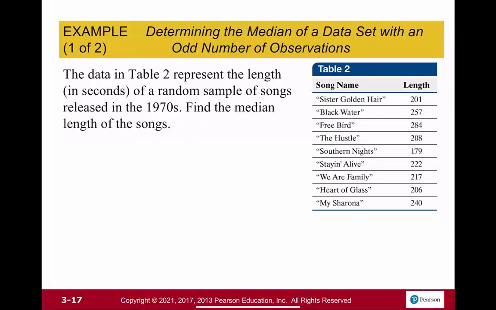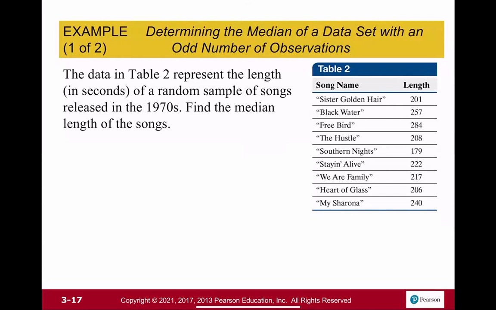All right, so data table 2 represents the length in seconds of a random song released in the 1970s. Find the median length of the songs. So we have all this data set right here. And remember, the very first thing that we have to do is put it in ascending order, from the smallest data value up to the largest data value. So we're just going to organize that part right now.